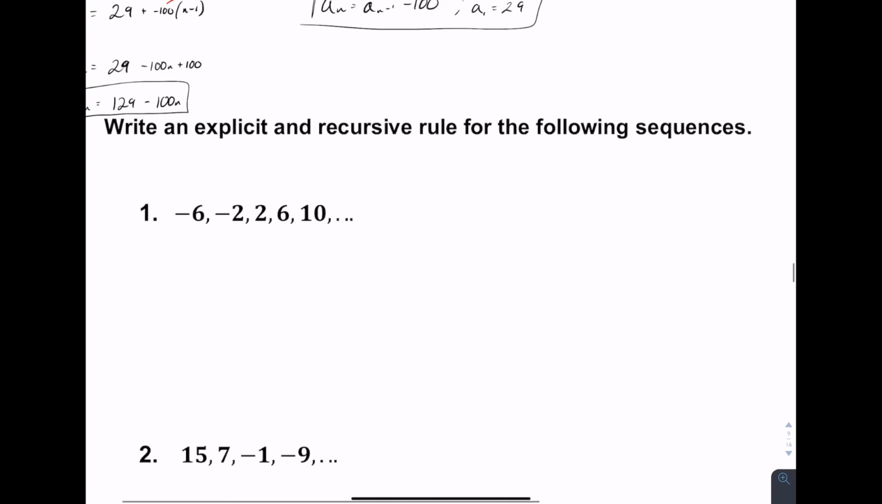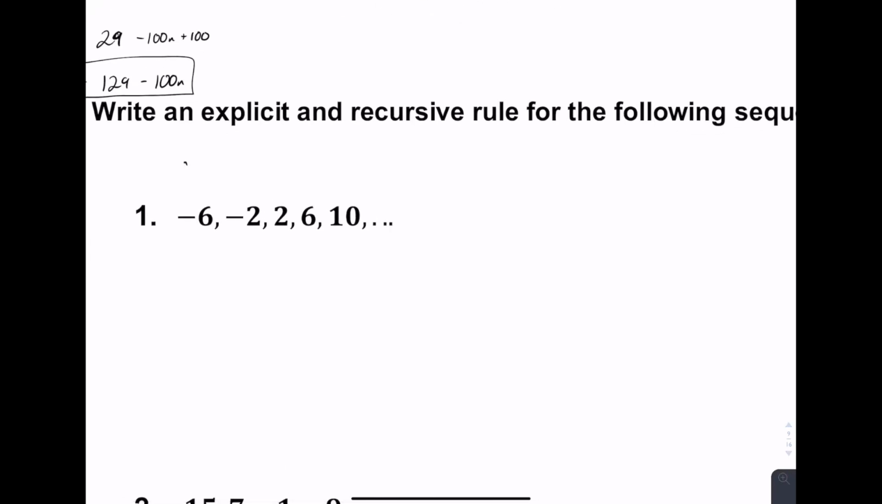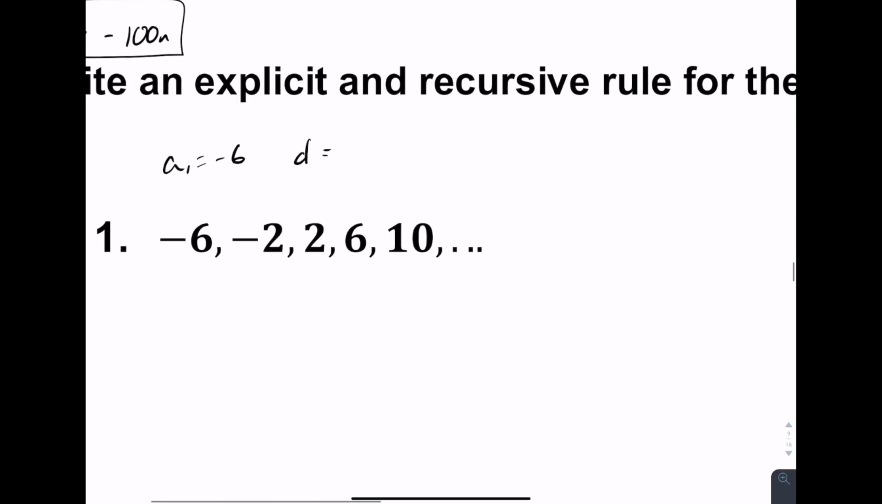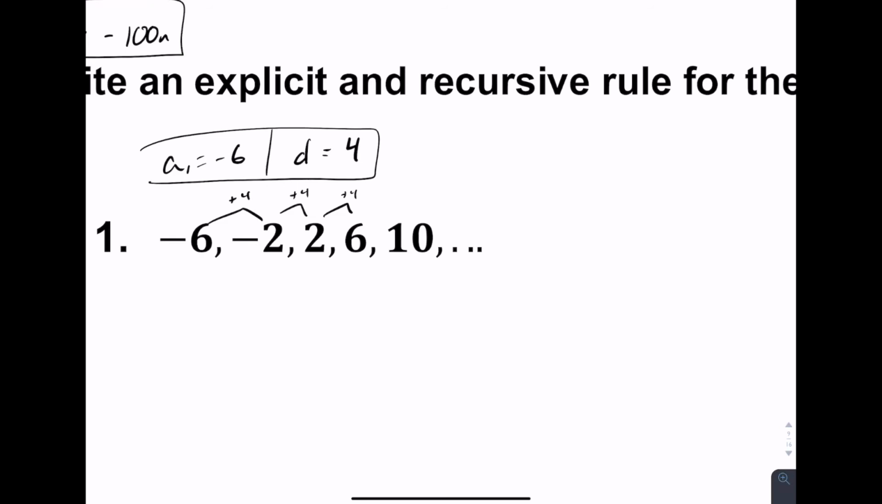So example number 1, write an explicit and recursive for each one. All right, well, first of all, we know that A1 has to be negative 6, and D, well, let's figure that out. The difference between each of these is, let's see, they added 4. And then, oh, they added 4 again, and they added 4. Okay, so D equals 4.